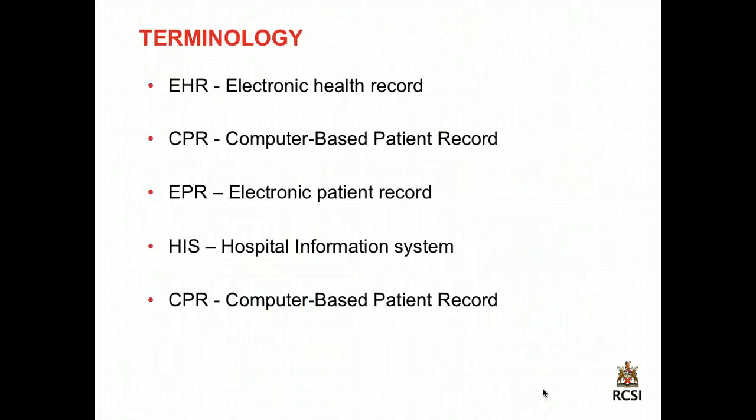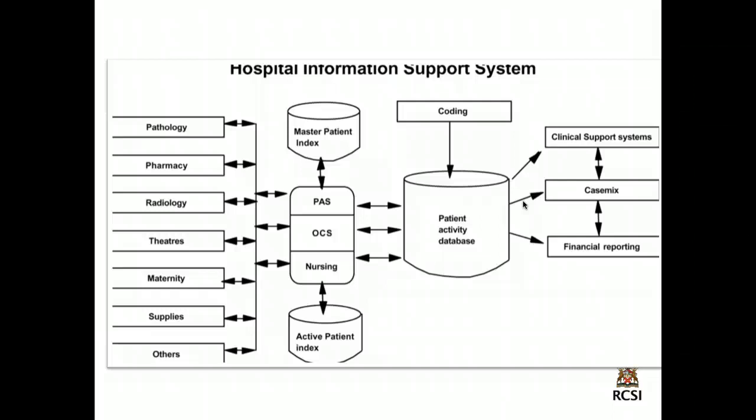Just to go back there on the electronic, the terminology involved here, and some of the papers that I've provided for the additional reading, these are the phrases that are used interchangeably: electronic healthcare record, computer-based electronic patient record, hospital information system, computer-based patient record. As I say, they can be used interchangeably to some level. Just be aware that they're there. On the notion of a hospital information system, we're all acutely aware of them and how complex they are.